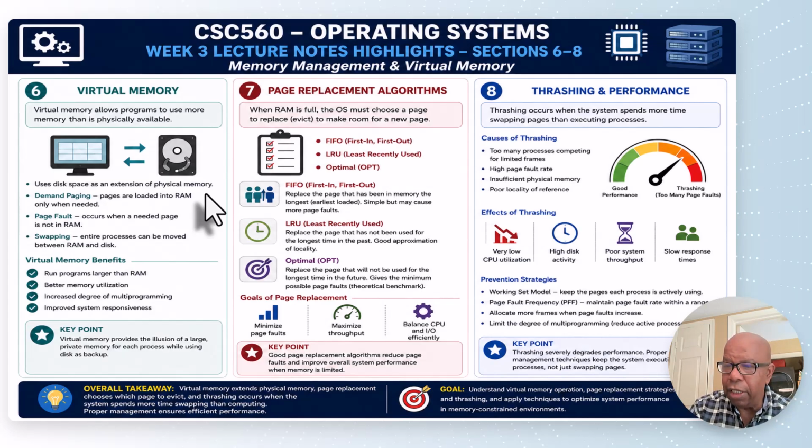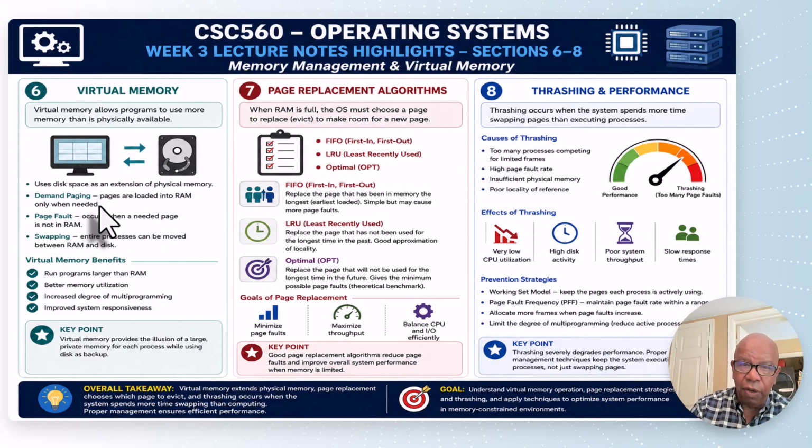Okay, so we've got demand paging: pages are loaded into RAM when needed. What they're saying is that I might have something that's out on disk. When I need that data, it's taken and brought into memory. That's demand paging. A page fault is caused when a needed page is not in RAM.